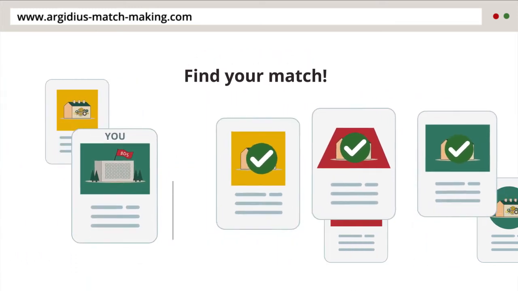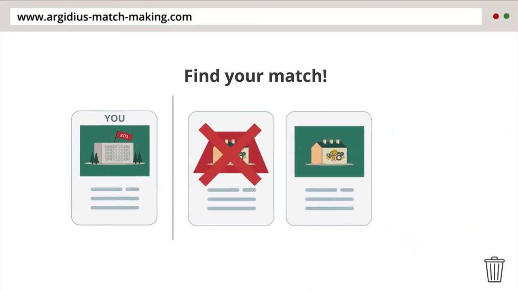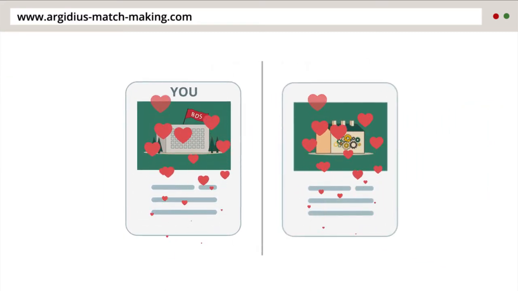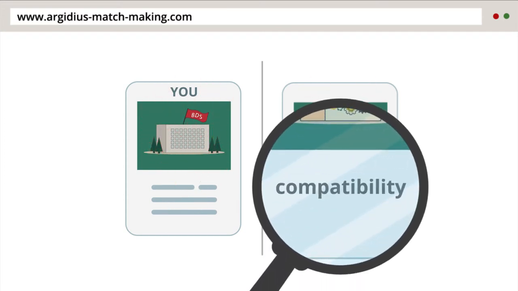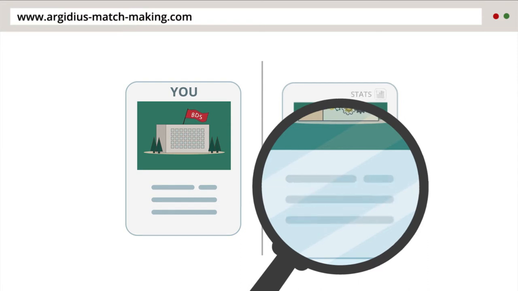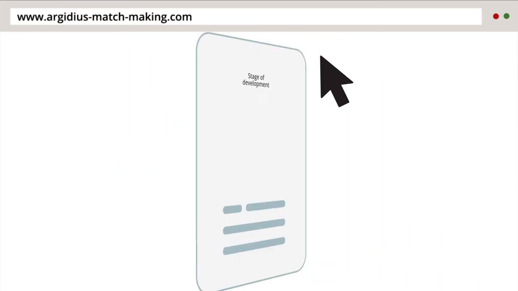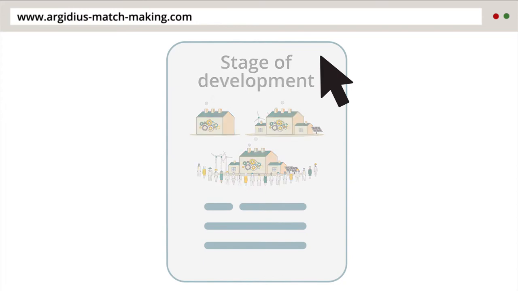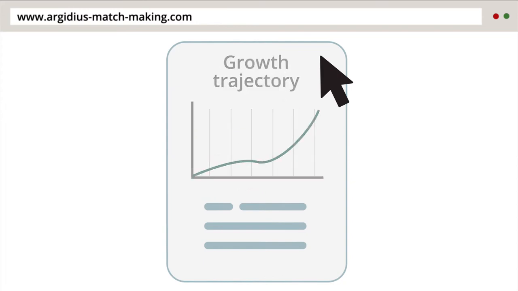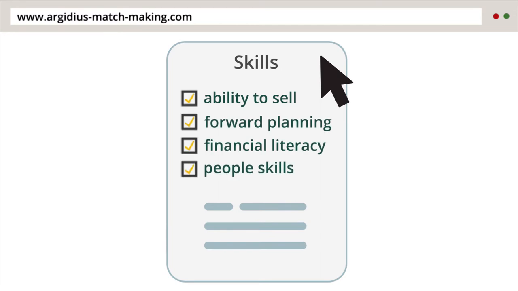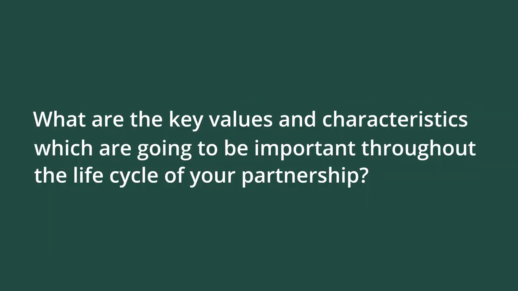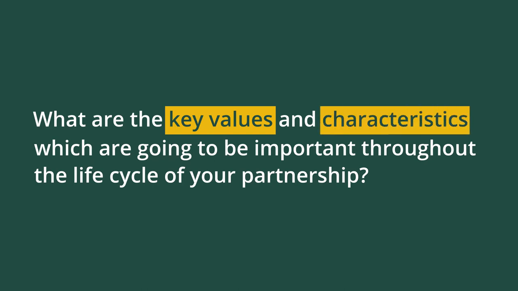If selection is like dating, then good selection is like matchmaking for marriage. It is mutual. The search includes qualities you would like to see in a partner, things like compatibility, commitment, attitude, willingness to learn, and a desire to grow and improve. But what about more specific criteria, such as stage of development, growth trajectory, the skills and experience of those who you will be working with? What are the key values and characteristics which are going to be important throughout the life cycle of your partnership?